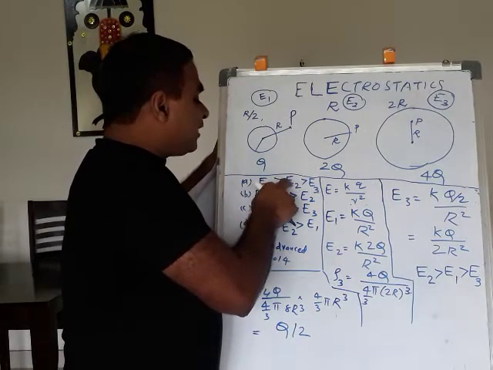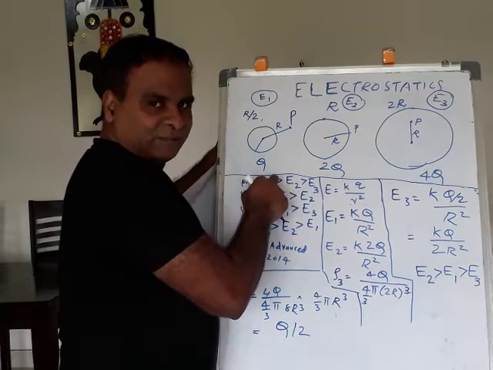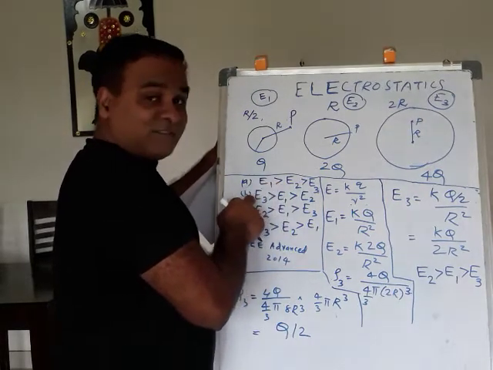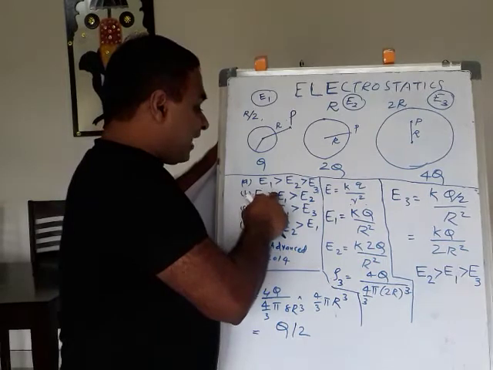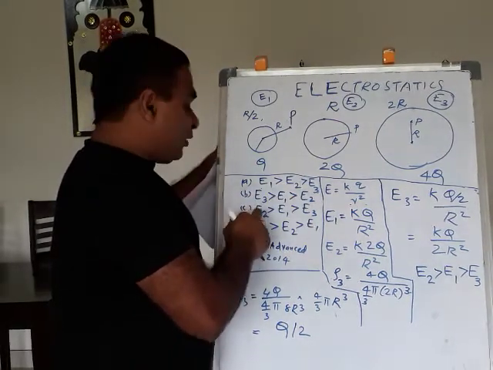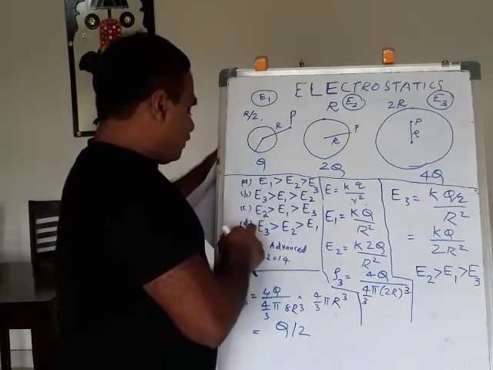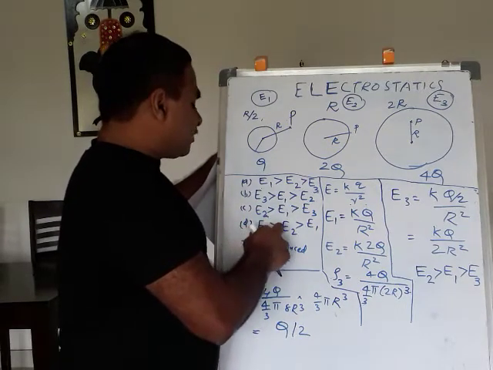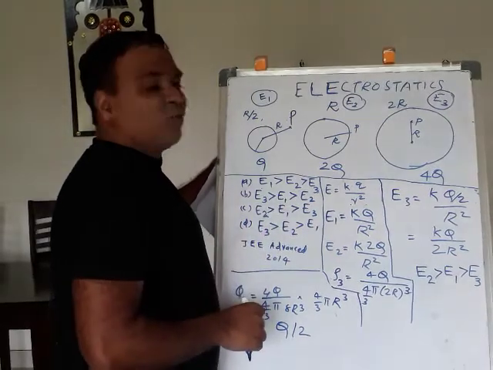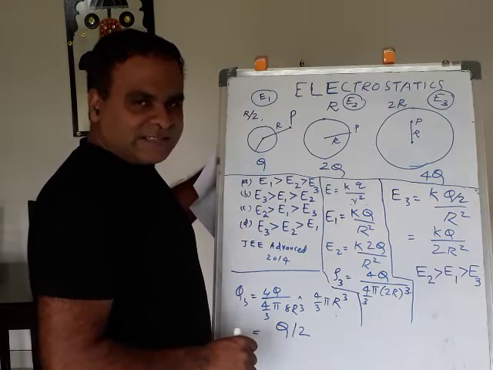Whether E1 greater than E2 greater than E3, the first statement. Second statement, E3 greater than E1 greater than E2. Third statement, E2 greater than E1 greater than E3. The fourth one, E3 greater than E2 greater than E1. This is the question. So did you understand the question?